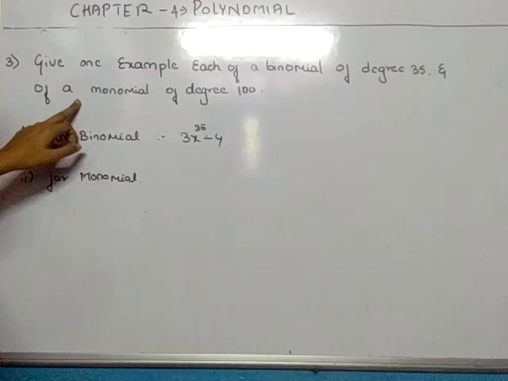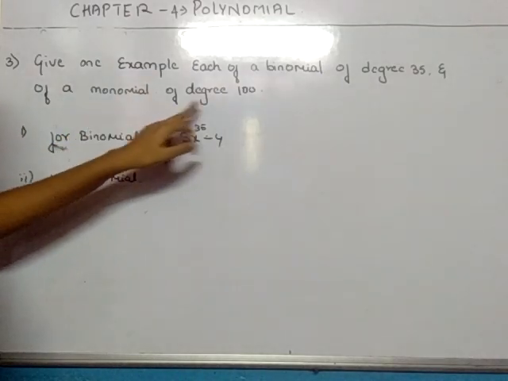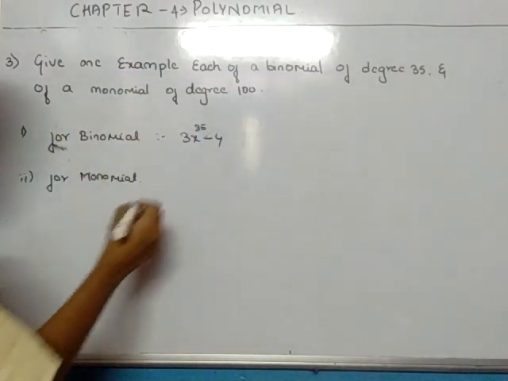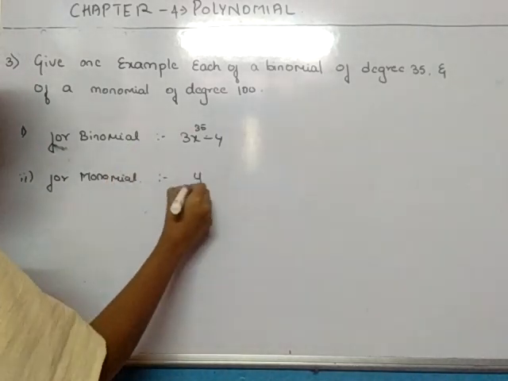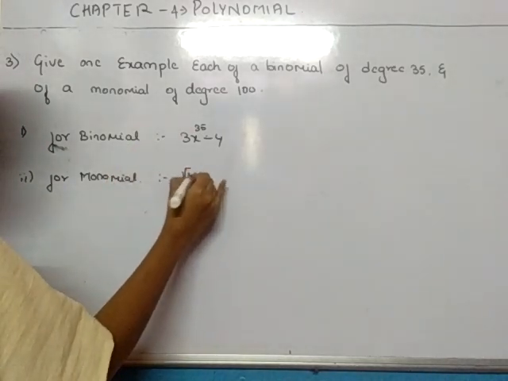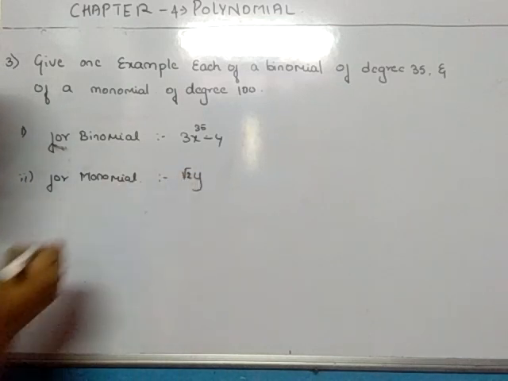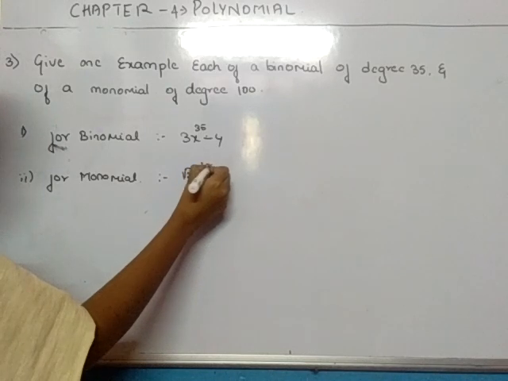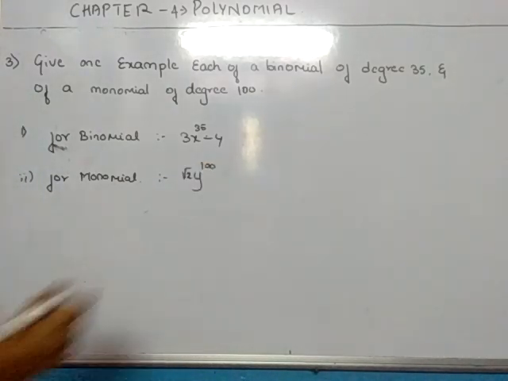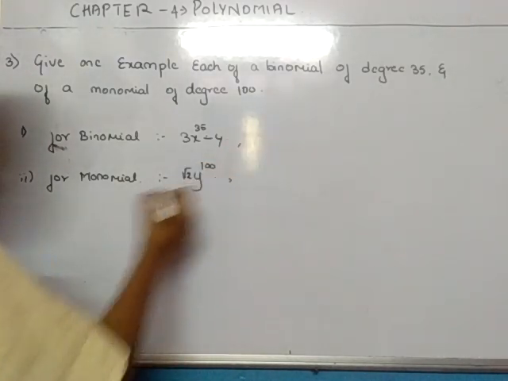And second one, for monomial, here we need to give an example for the monomial of degree 100. Monomial means which consists of only one term, root 2 y. Root 2 y is one term, right? The degree of this monomial is 100. Similarly, you can give some more examples.